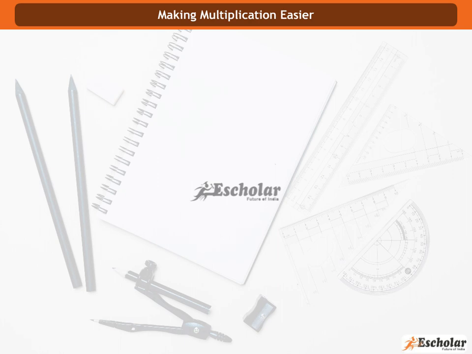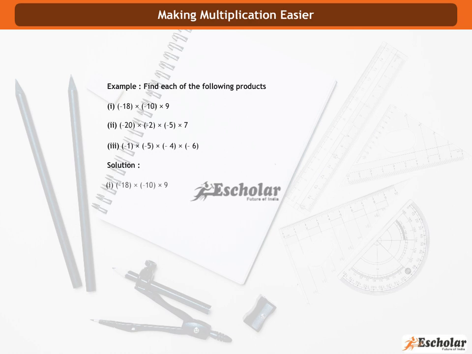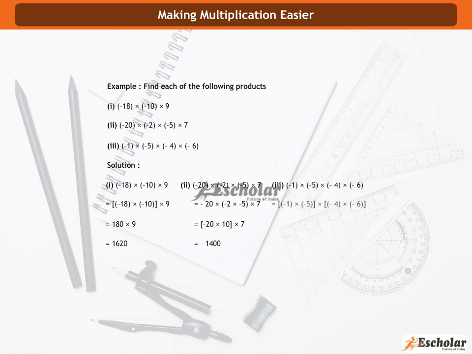Let us solve more examples. Example: find the products of the following. -18 × -10 × 9. -20 × -2 × -5 × 7. -1 × -5 × -4 × -6. Solution: by solving we get 1620, -1400, and 120.